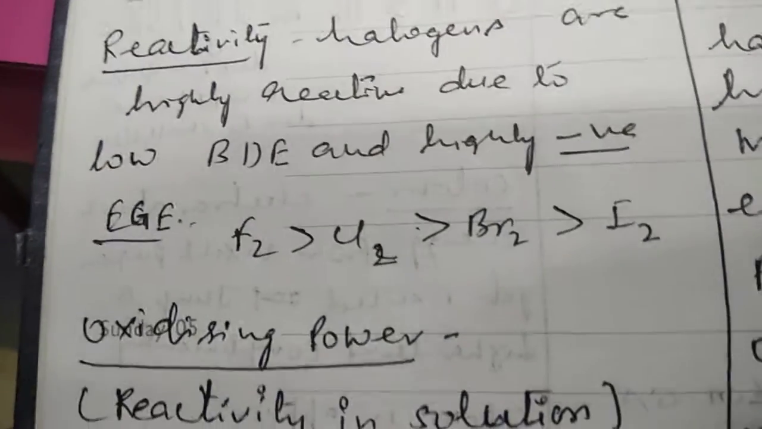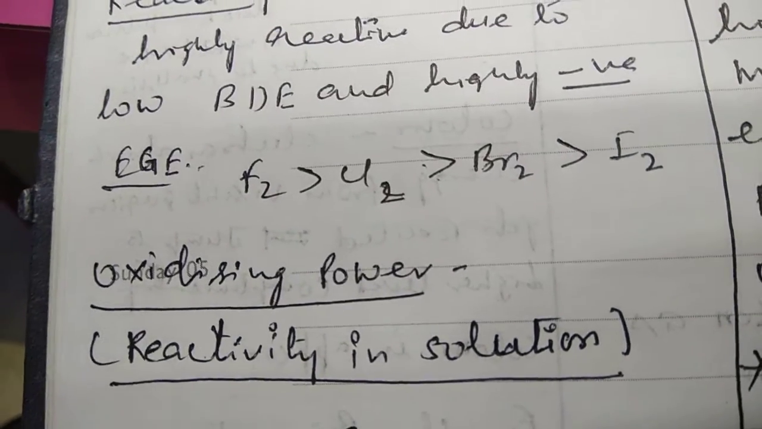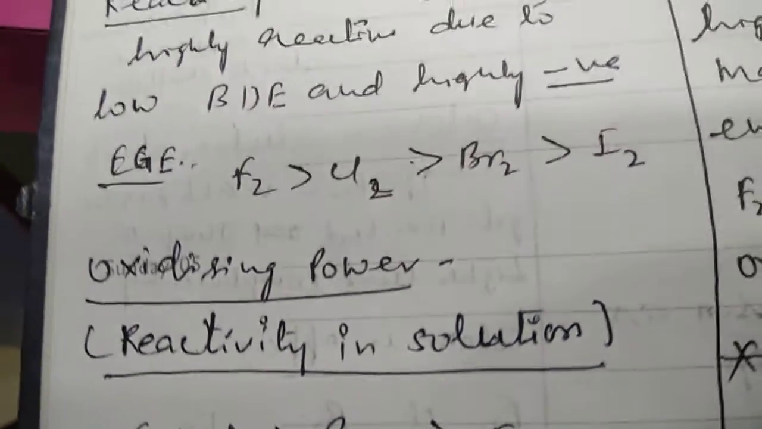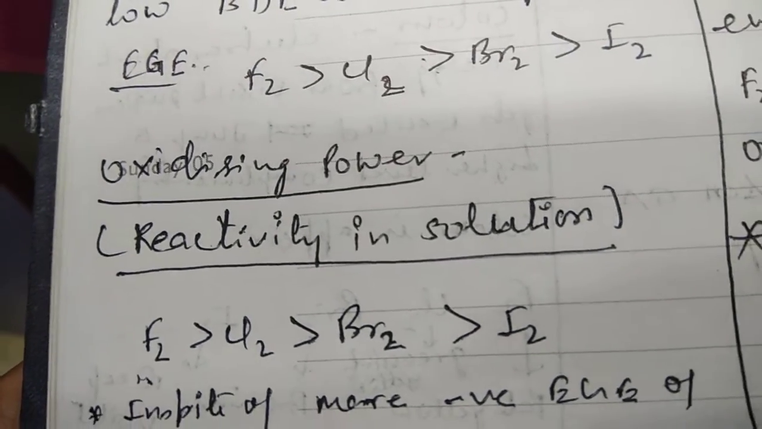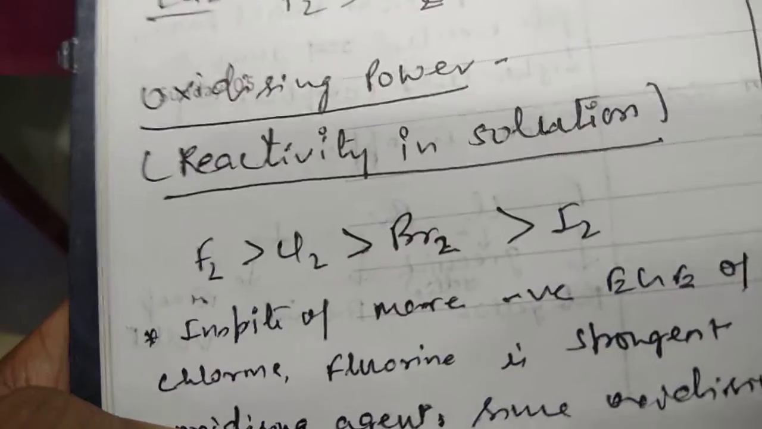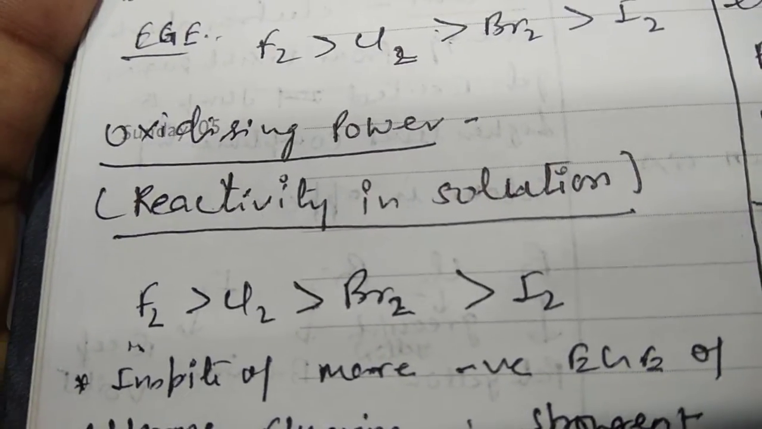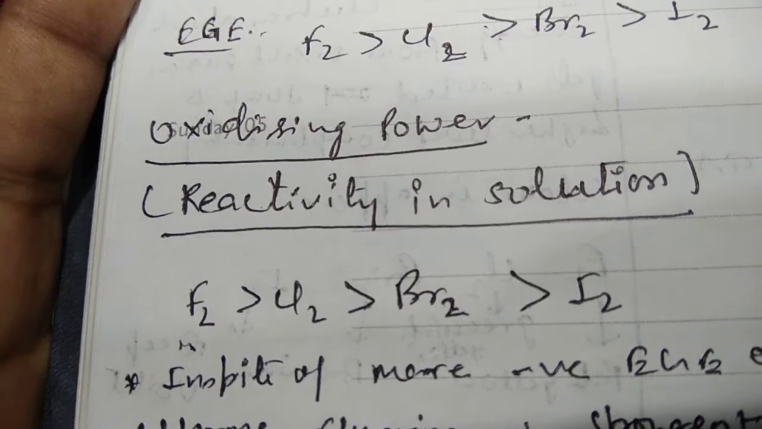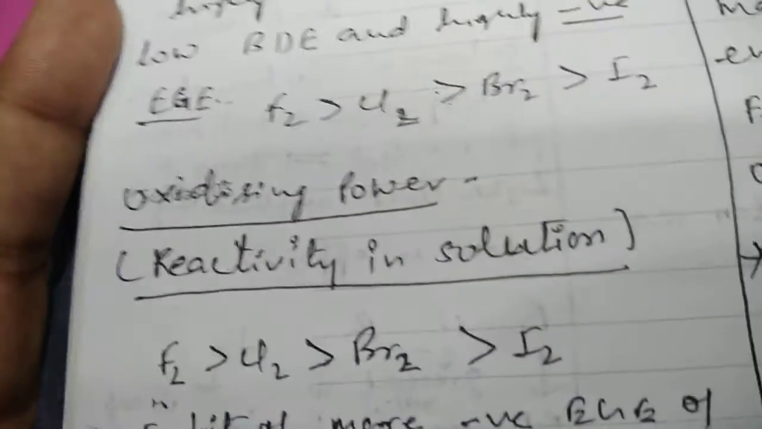Class, next is oxidizing power. As we know, halogens have a tendency to make halide ions. They have a tendency to gain electrons. So they have a tendency to be reduced, so they are powerful oxidizing agents. Oxidizing power, you can say, is reactivity in solution. The same thing: oxidizing power, reactivity in solution.